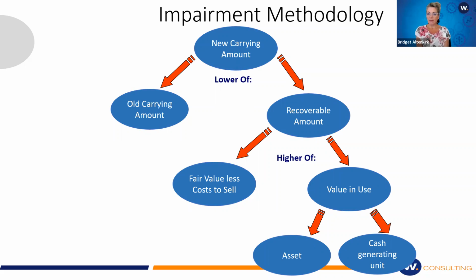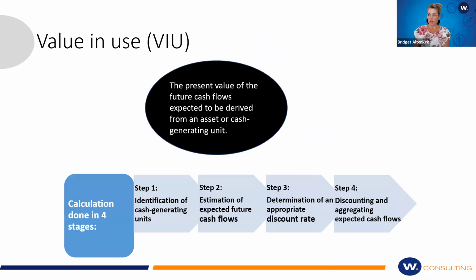They would then take the fair value that they calculate from IFRS 13 and deduct from that any cost that the entity would need to incur in order to sell that asset. That number is then compared to what is known as the value in use, and the higher of those two, as I have said, represents the recoverable amount. So we're now going to focus on the value in use computation required by IAS 36.